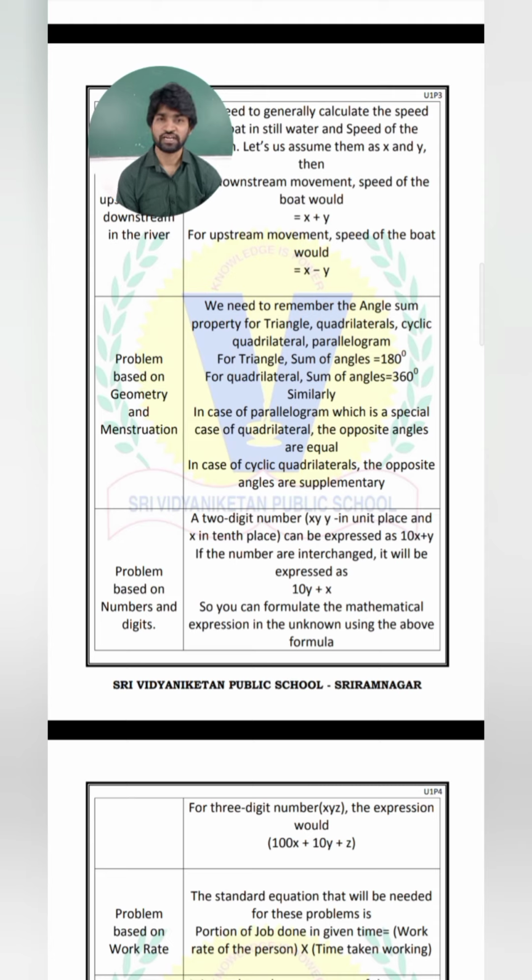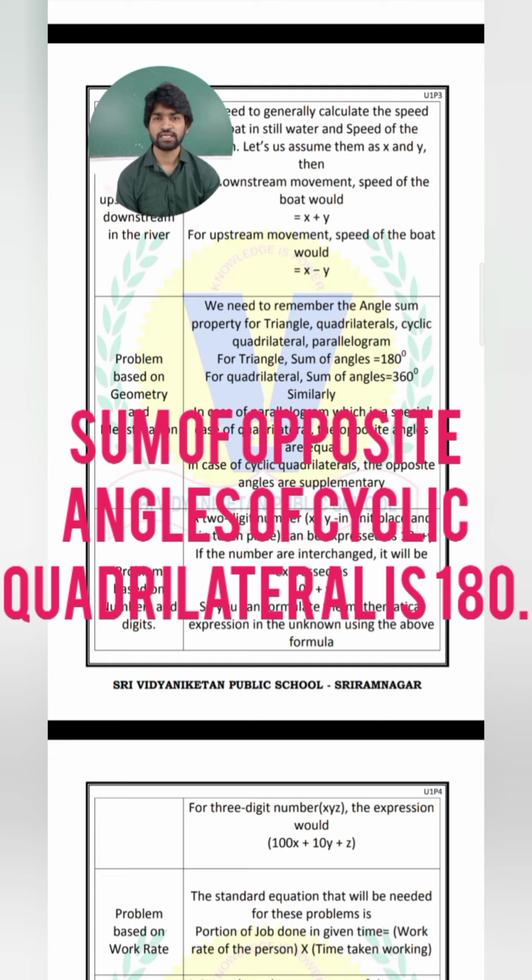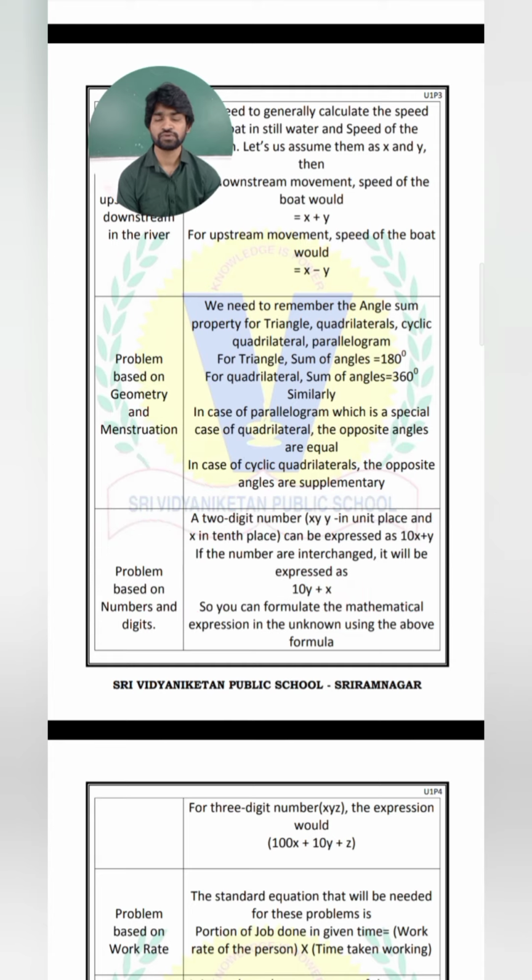Now cyclic quadrilateral properties and parallelogram. What are the parallelogram properties? The sum of adjacent angles of a parallelogram is 180 degrees. Now, cyclic quadrilateral. What is a cyclic quadrilateral? If a quadrilateral lies inside a circle and all its vertices lie on the circumference of the circle, then it is called a cyclic quadrilateral. In a cyclic quadrilateral, the sum of opposite angles is 180 degrees. In these cases you have to be very careful. Let us see the next one.